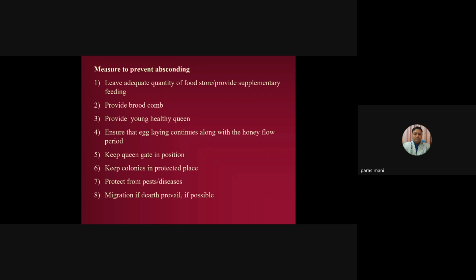We have to leave adequate quantity of food in the colony, in the comb, or provide supplementary feeding in case there is no food left over. Supplementary feeding, I told once, 50% sugar solution is used as supplementary feeding. It must be given in different conditions. One, immediately, as you know, during the off season, when the food source is not available, you have to supplement the food source by giving it artificially.